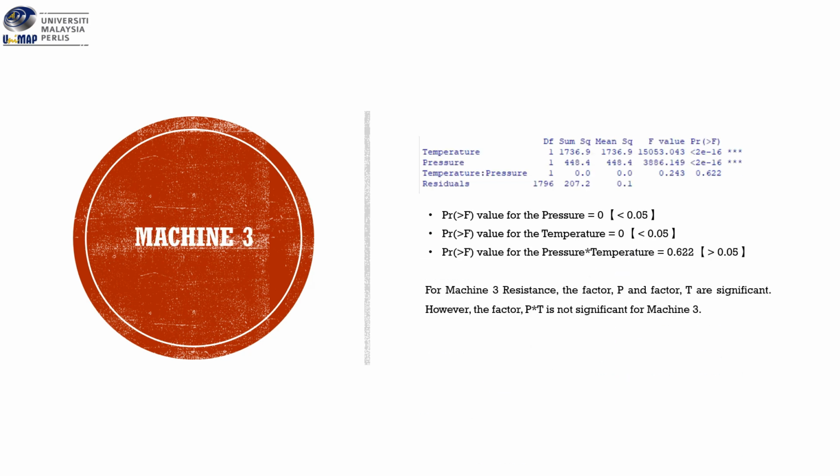Next, for machine 3, the Pr > F value for pressure and temperature is also equal to 0, which is smaller than 0.05, and the Pr > F value for pressure times temperature is equal to 0.622, which is greater than 0.05. It shows that the factor P and factor T are significant for machine 3 resistance. However, the factor P times T is not significant for machine 3.